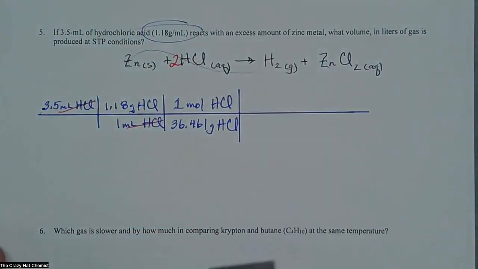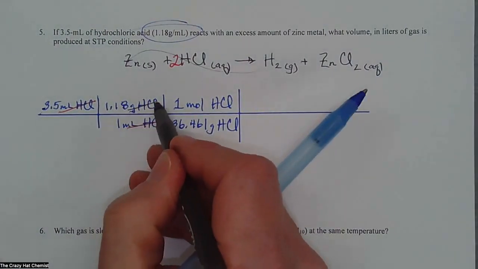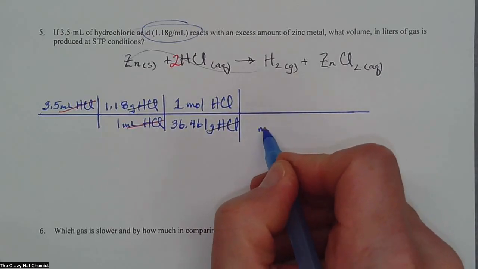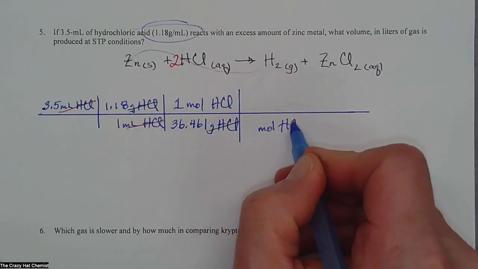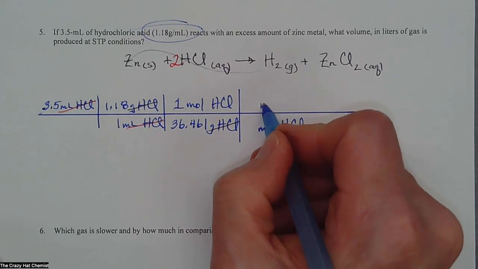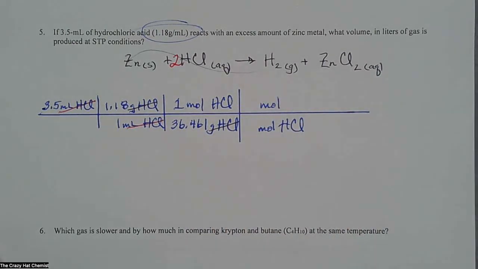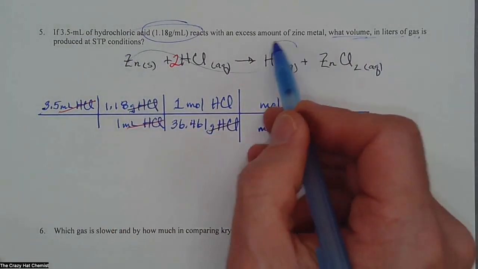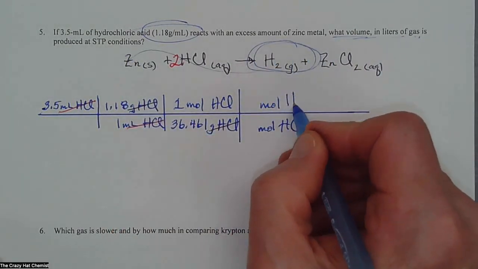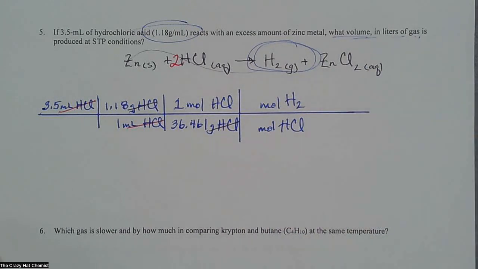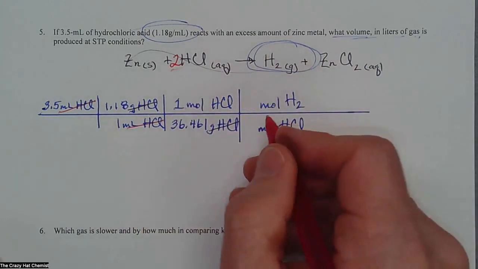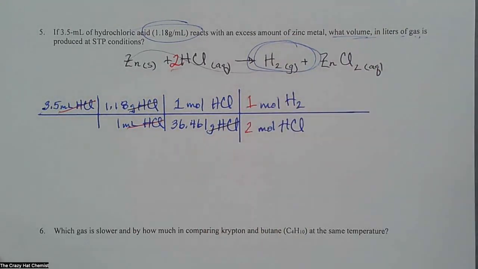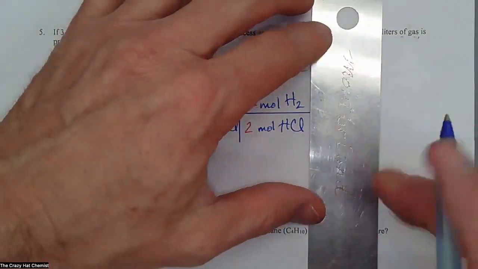And here we go. So that enables us to cancel out grams of HCl. Now I'm going to cancel out the moles of HCl. So moles of HCl need to go down here in the denominator. I'm going to go to moles of whatever it is that I want. And it says, what is the volume in liters of the gas produced? This is the gas, so I'm going to go to the hydrogen. So the stoichiometric coefficients in front of the hydrochloric acid is a 2, and in front of the hydrogen is a 1. And there we go.